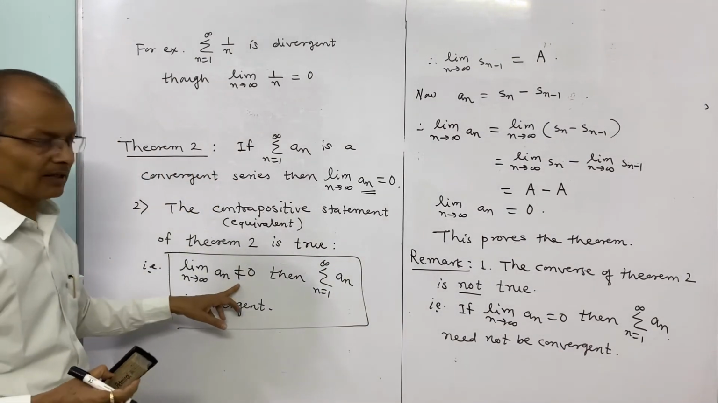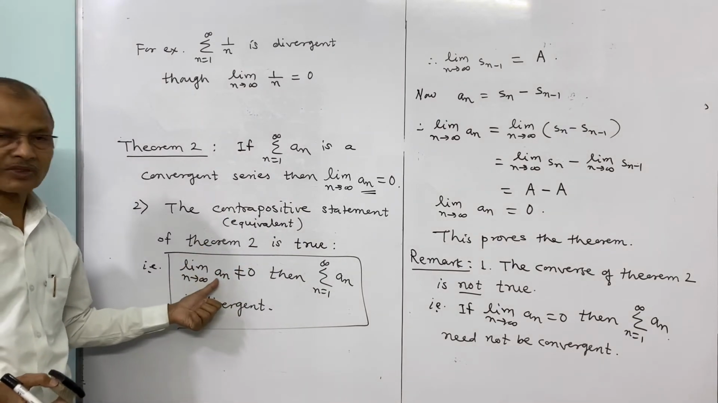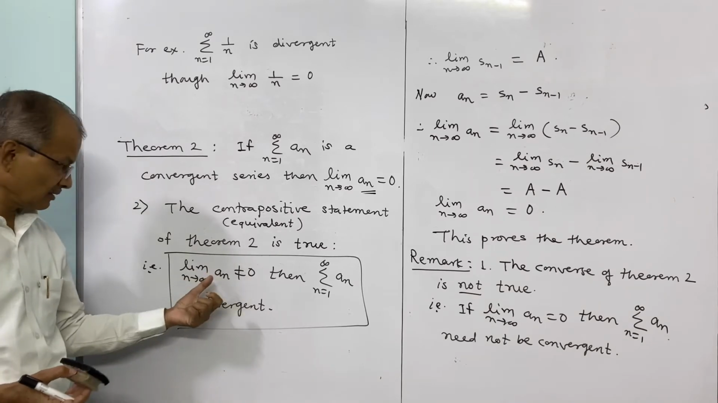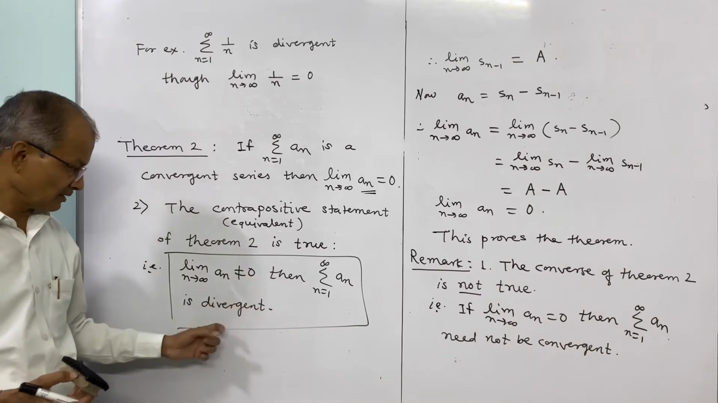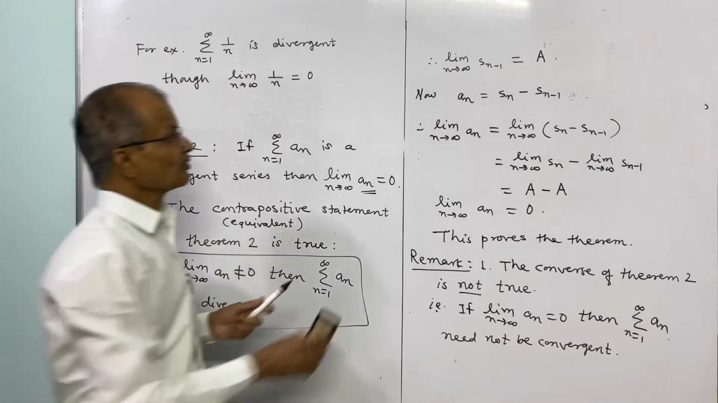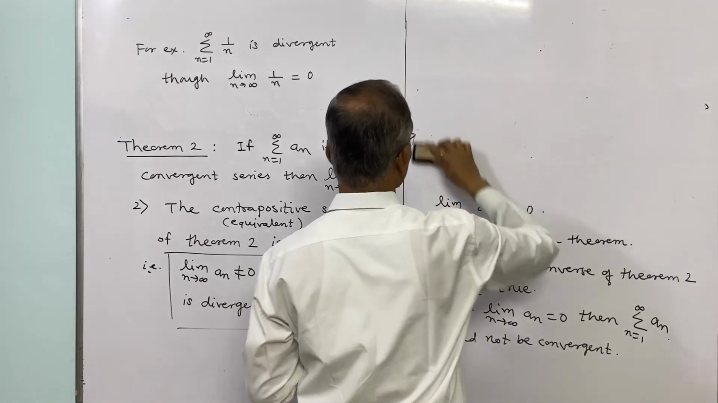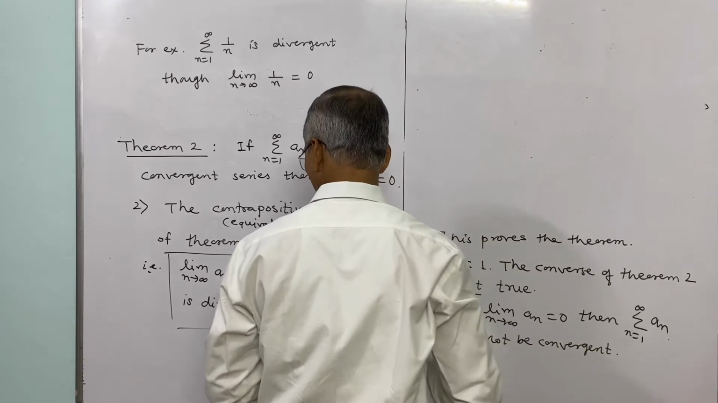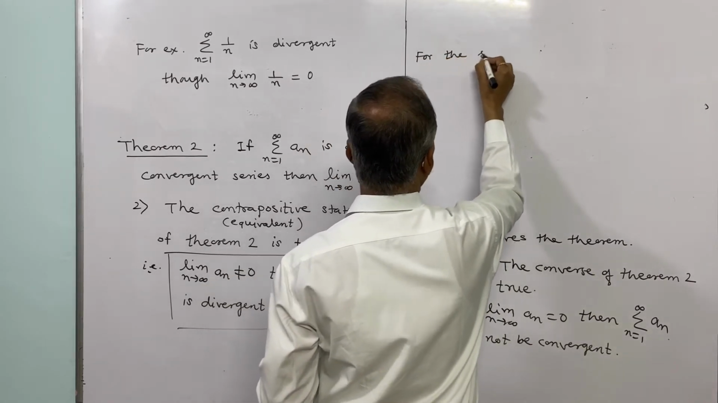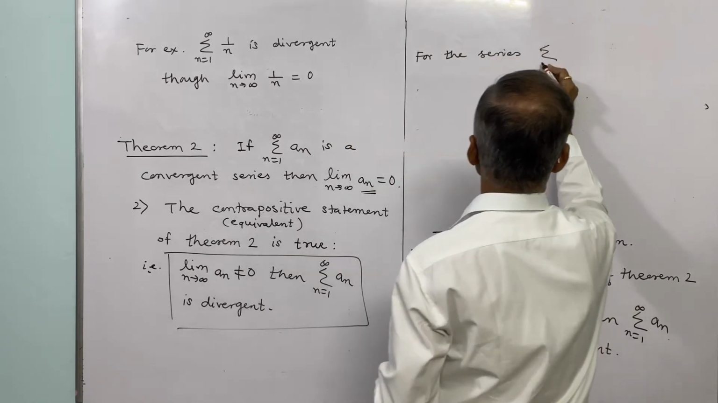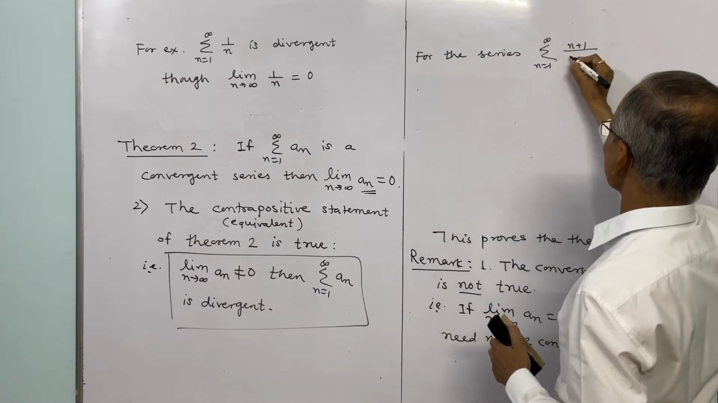It is a negative test, but it is useful. If we know the limit of nth term of the series is not converging to 0, then we say the sigma an is divergent. So for example of this, we can consider the series, say, n taking value 1 to infinity, we may consider the simple series n plus 1 divided by n plus 3.